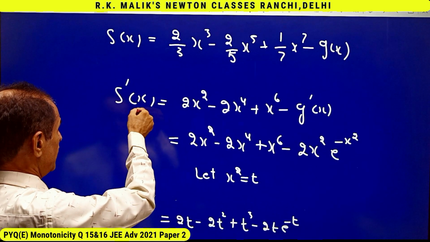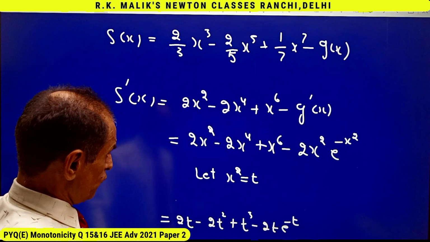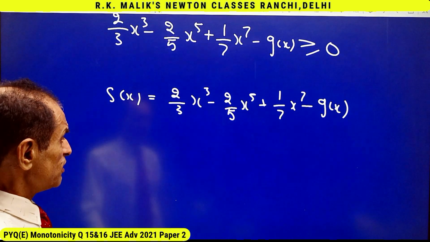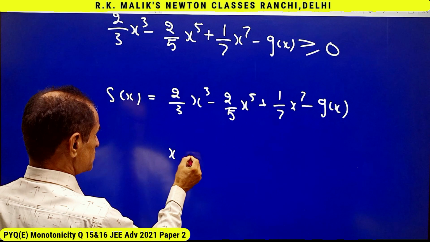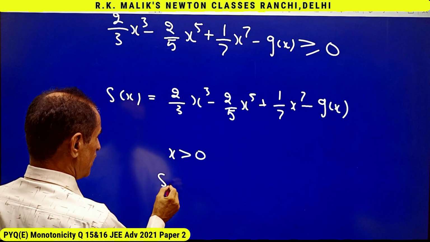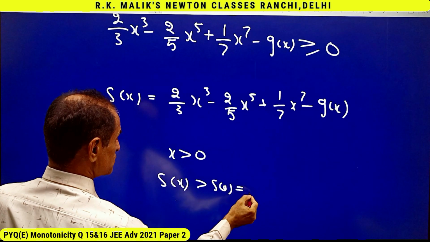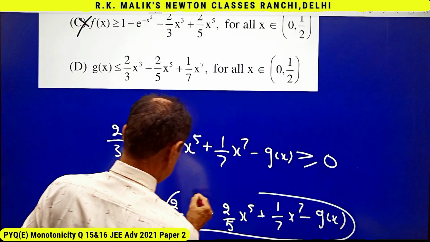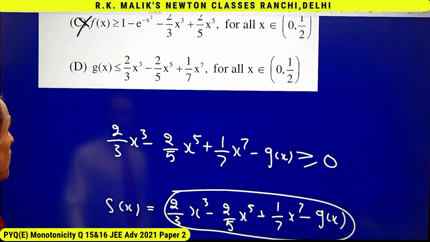Hence I can say s dash x is greater than 0 for all values of x. Hence sx is sure to be an increasing function, and therefore if x is greater than 0, sx will be greater than s0, which is 0. Hence I can say this is greater than 0. That is, the choice becomes the correct choice.